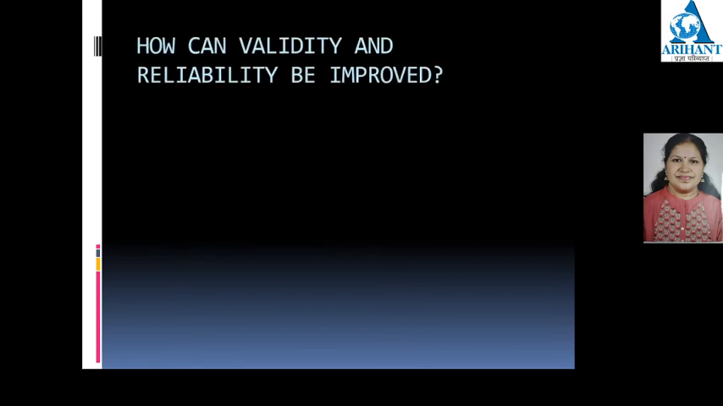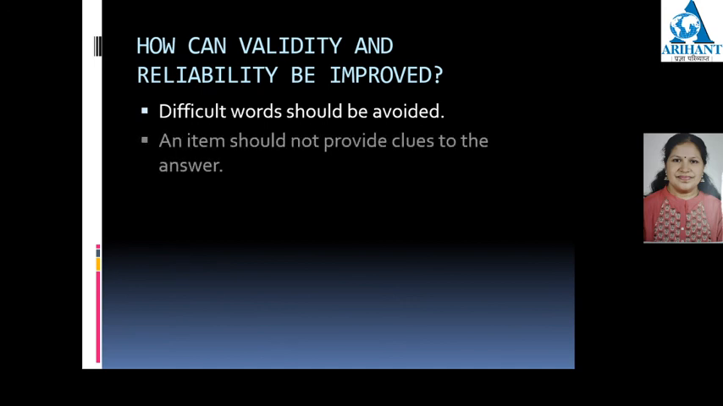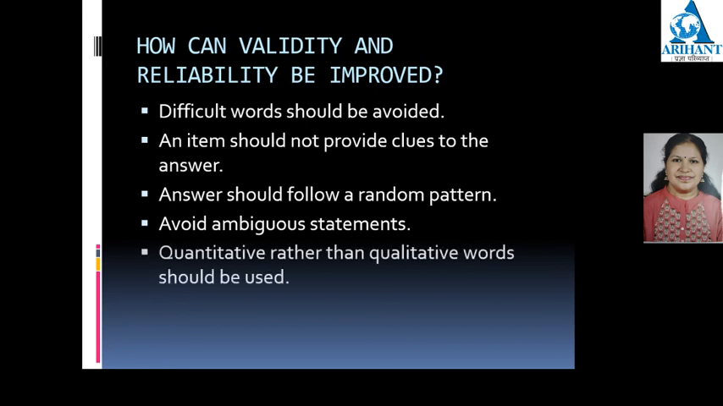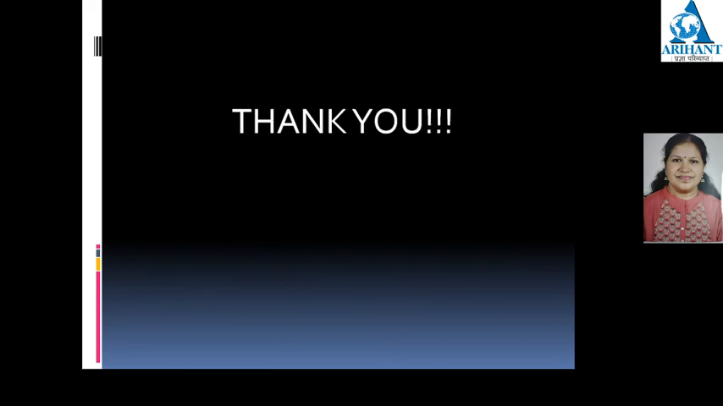Now, how can validity and reliability be improved? While constructing the objective type test, difficult words should be avoided. An item should not provide clues to the answers. Answers should follow a random pattern. Means if the answer of the first question is A, the answer of the second question is B; if there is a certain pattern, then students will guess the answer. So we have to avoid that pattern. It should be a random pattern. Avoid ambiguous statements. Your statement should be very clear and very simple. Quantitative rather than qualitative words should be used.